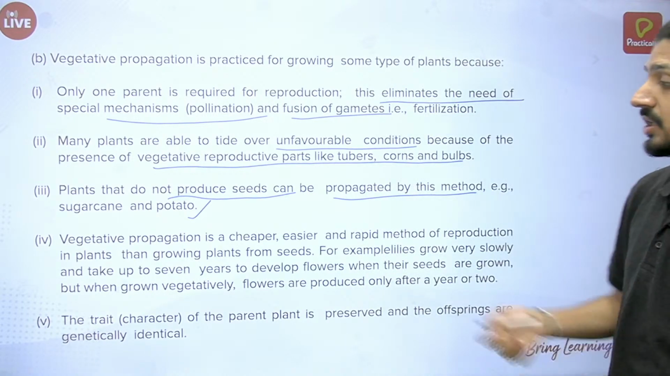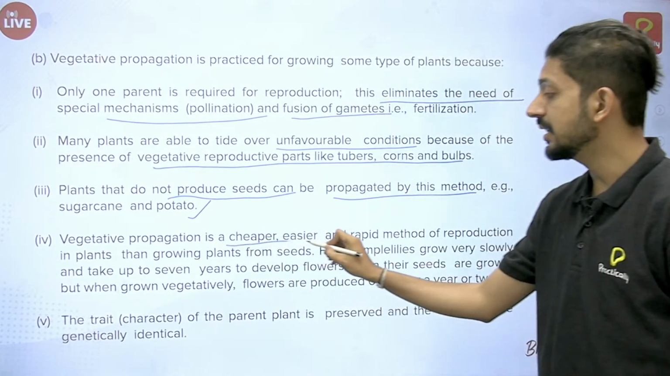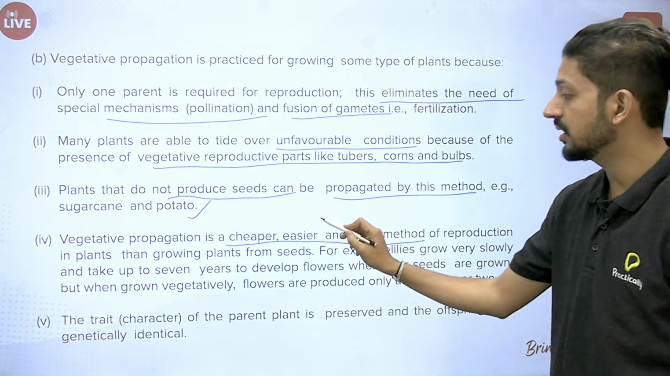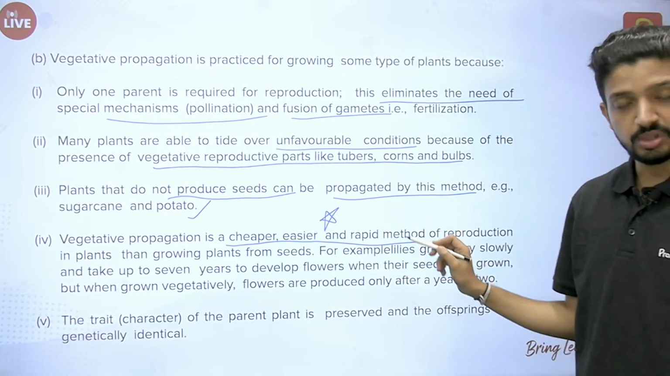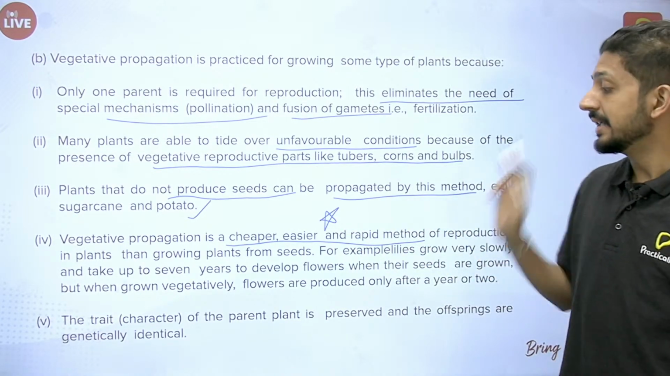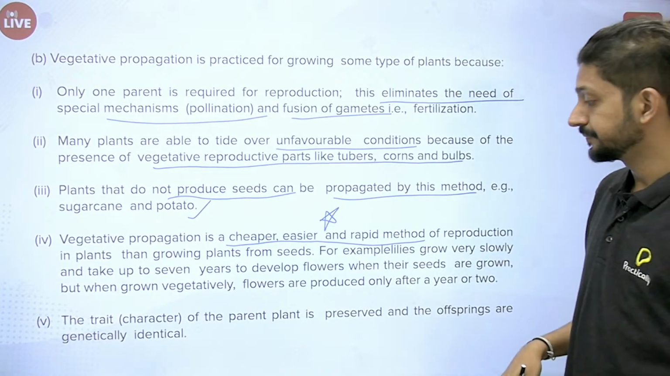And then vegetative propagation is a cheaper, easier and rapid method. These all 3 adjectives which are used, you need to mention them. It is a cheaper, easier and rapid method of reproduction.